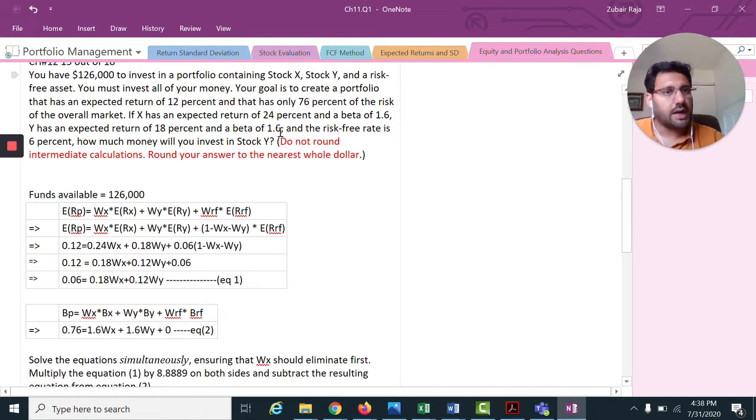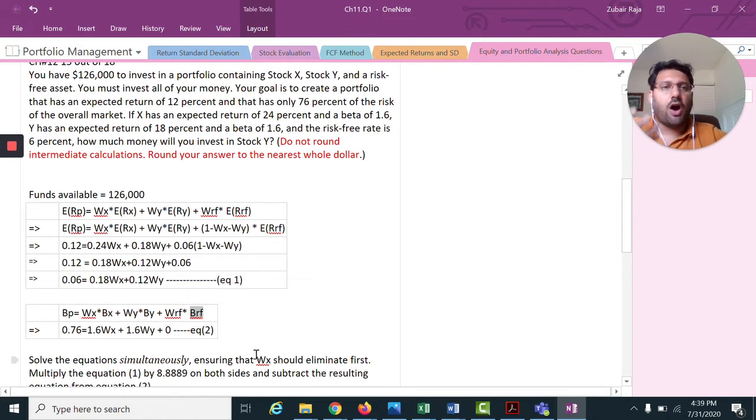1.6 is also the beta of stock Y. So both are equally risky stocks to invest in, because their market risk is the same, 1.6. Beta is the same for both of them. And remember, beta is a number, it is not in terms of percentage. Plus 0. Why 0? Because the beta of the risk-free rate is 0.